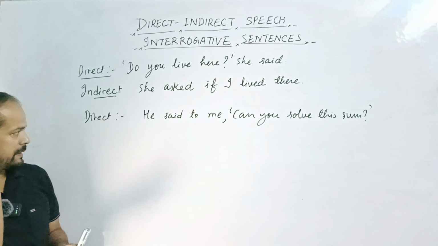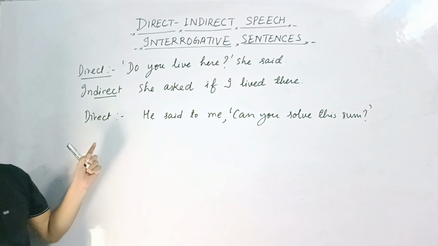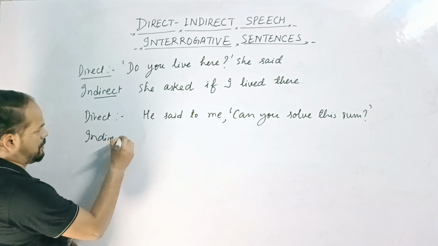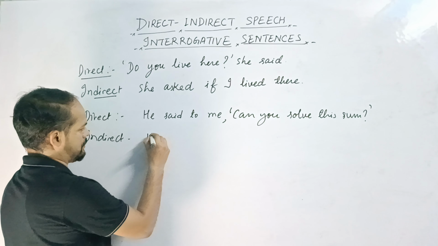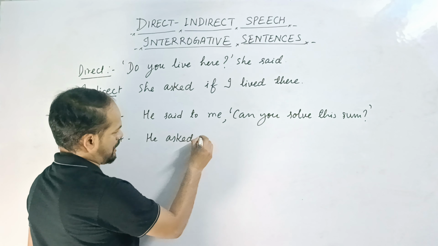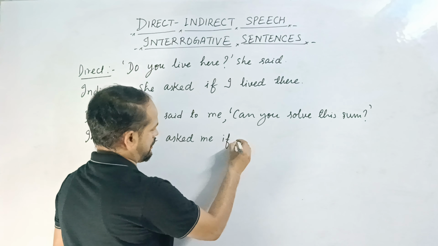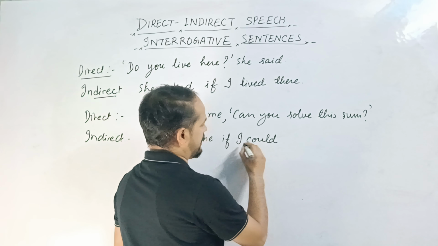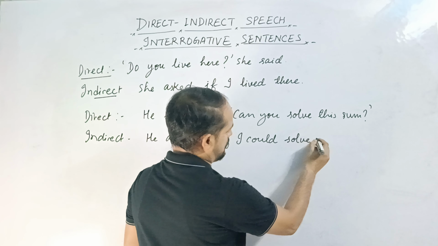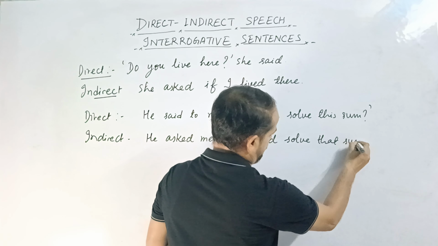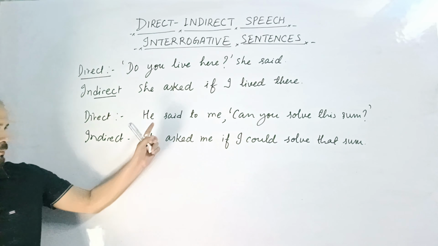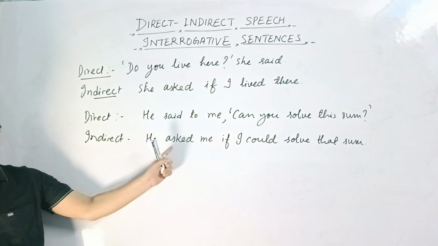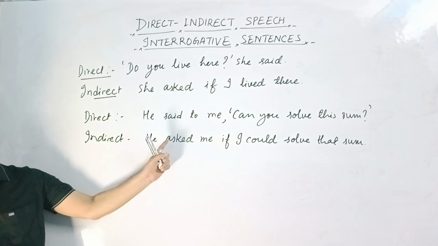Now you look at this next example that I've written down over here. He said to me, can you solve this sum? He asked me if I could, simple present will change to simple past. If I could solve that sum. So the reporting verb said to will be replaced by asked or wanted to know, inquired.